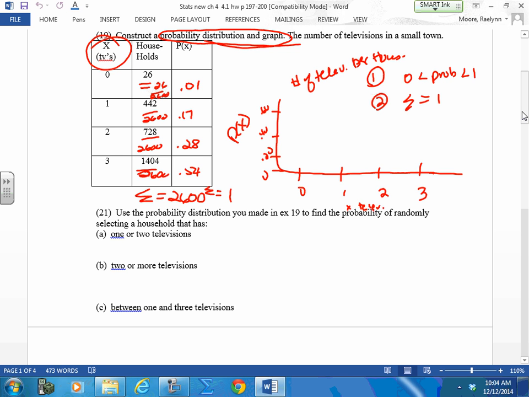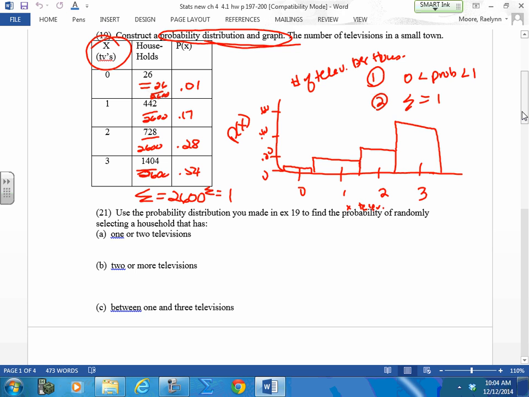Okay, and make your bar graphs. This will give you 0.01. That's a really, really small one. 0.17. Make your bars touch. 0.28. 0.54. Okay. Now, where is this skewed? To the left. It's skewed to the left, which means, what can you tell me by looking at this graph in terms of the number of TVs that households have?